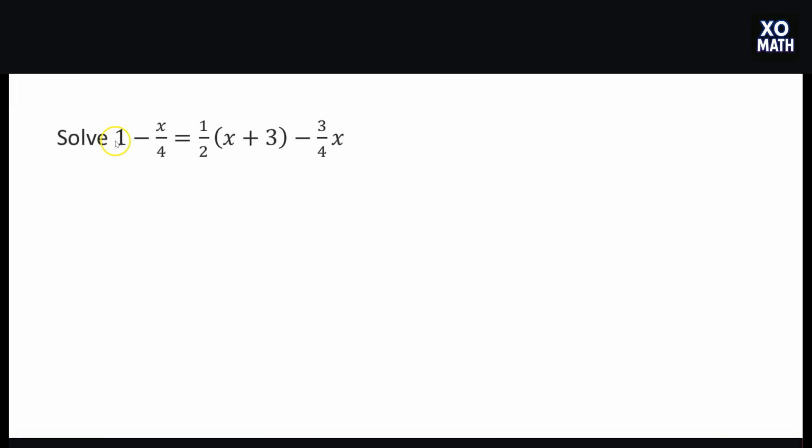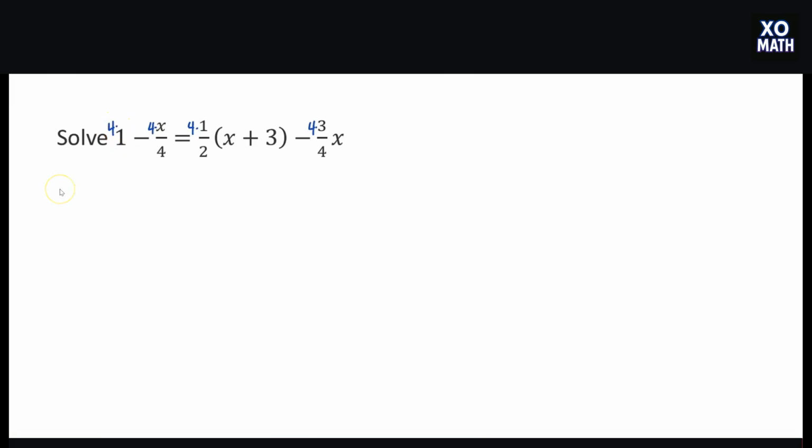So what I'm going to do is sneak a little 4 in here times each of these terms. So 4 times 1 minus 4 times x over 4 is equal to, now this whole thing right here is one term. So I'm going to multiply 4 times 1/2 times the quantity x plus 3, and then 4 times this last term, 4 times the 3/4 x that's being subtracted. And then we'll sort of simplify each term.